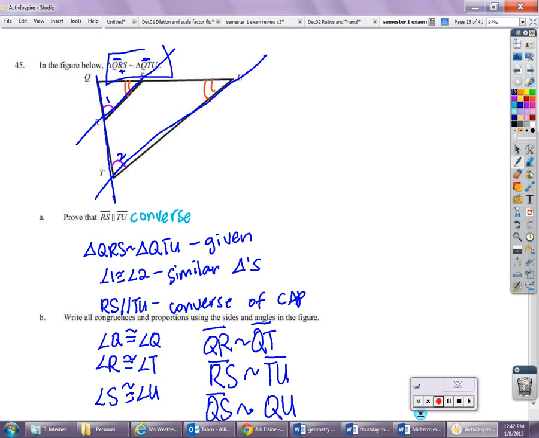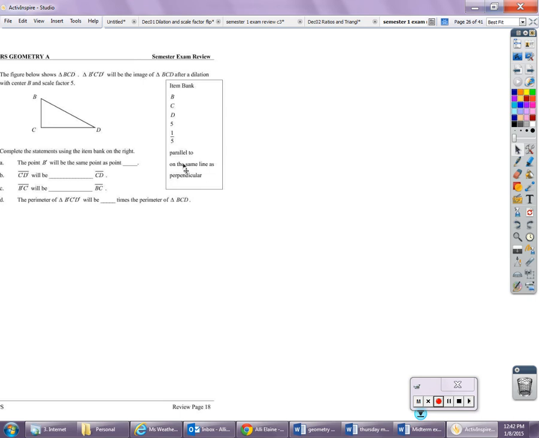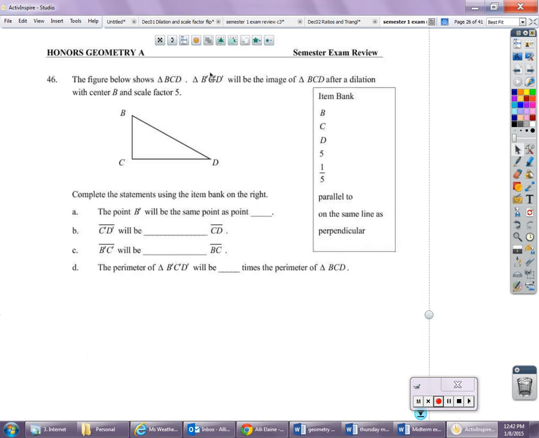All right, let's do one more. 46. And then I think the video will be too long, so I'm going to stop at 46. The figure below shows triangle BCD, triangle B prime C prime D prime, which will be the image of triangle BCD after a dilation with a center B and a scale factor of 5. Okay, so I want to multiply everything by 5.